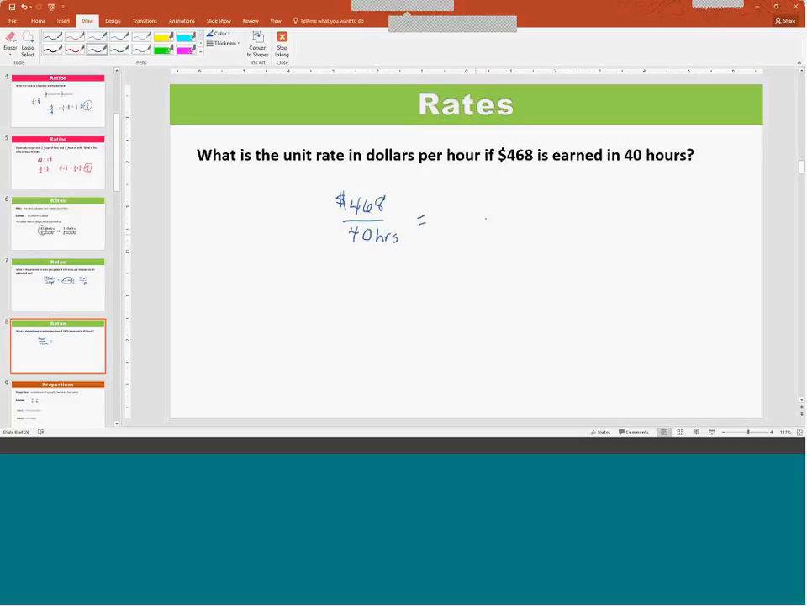So we're going to have to divide 468 by 40, that should give us probably exactly $11.70 per hour. $11.70 per hour if we just divide 468 by 40. Since this is pretty simple, pretty straightforward, we've all done this probably on a weekly basis.